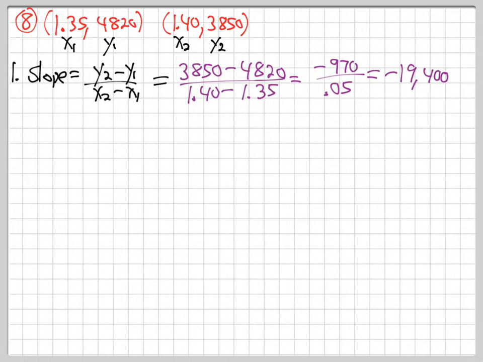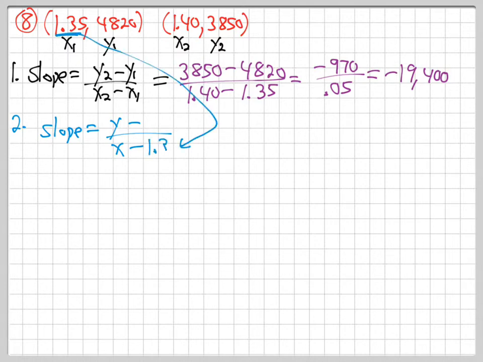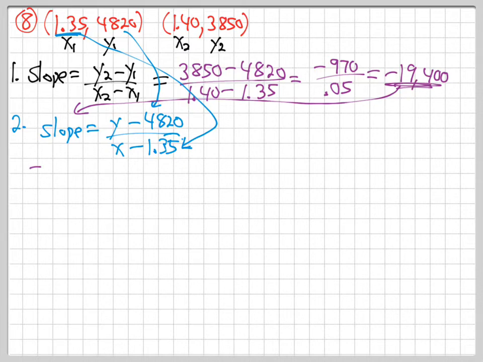And then step 2, now we write the slope formula again, this time with the blanks at the back. I'm going to grab the first pair, put the x behind the x, and the y behind the y. Right? And then grab that slope we just worked hard to find. Put that over here. So minus 19,400 over 1.